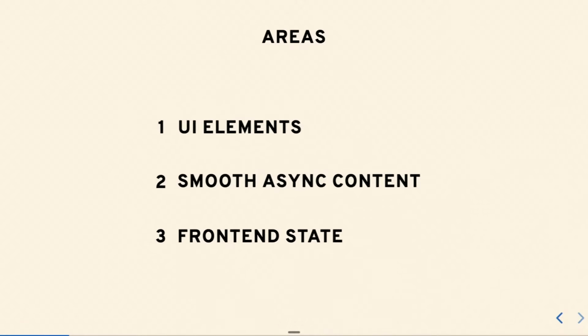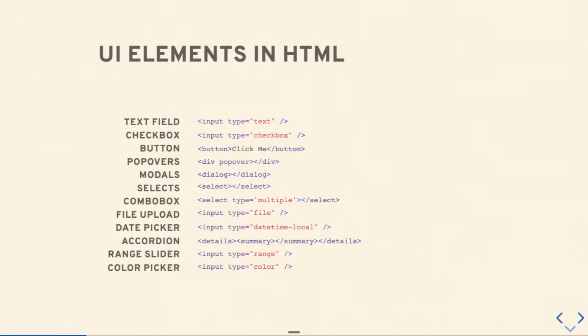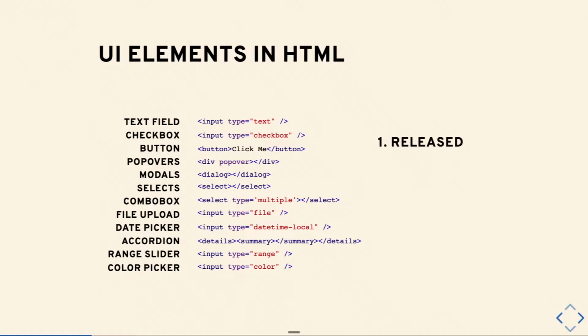So let's start with the UI elements. Here's a list of HTML elements that have been released over the years. Most of these are pretty old, actually. They've been around for a long time. And for most of the history of the web, standards bodies would come up with specs and release the spec. The browser guys would implement it, and then not a lot would happen. It would be released, and then not a lot of additions made.